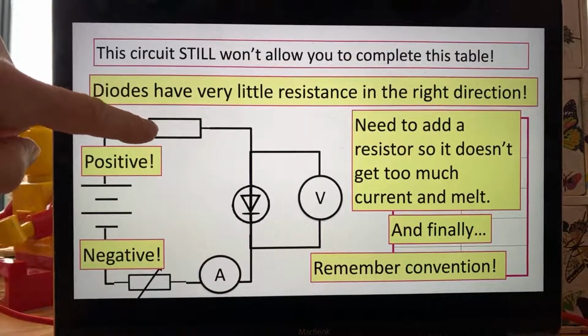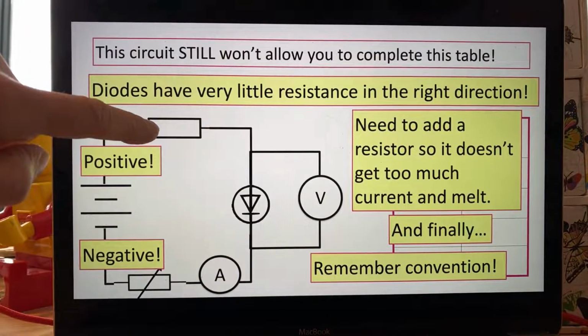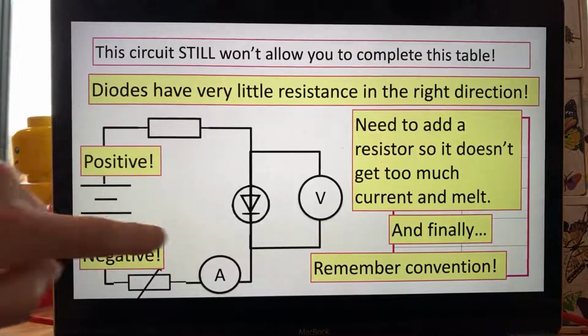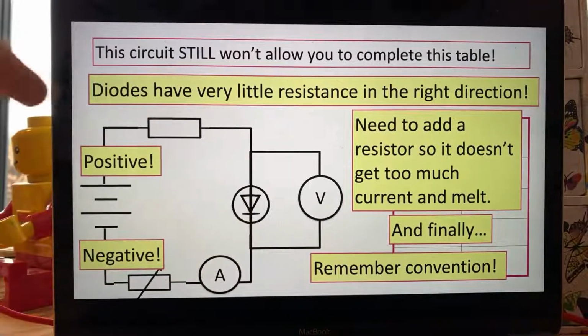And we've got this resistor, you understand that? We've got the resistor in there so that the resistance of the circuit isn't so low that you get masses of current and melt this thing.